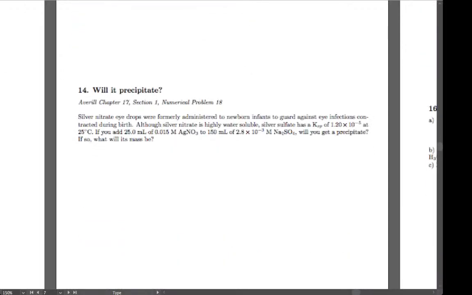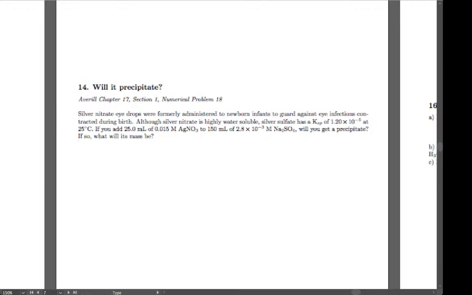Will it precipitate? Silver nitrate eye drops were formerly administered to newborn infants to guard against eye infection contracted during birth. Although silver nitrate is highly water soluble, silver sulfate has a KSP of 1.20 times 10 to the negative 5 at 25 degrees Celsius. If you add 25 milliliters of 0.015 molar silver nitrate to 150 milliliters of 2.8 times 10 to the negative 3 molar sodium sulfate, will you get a precipitate? If so, what will its mass be?